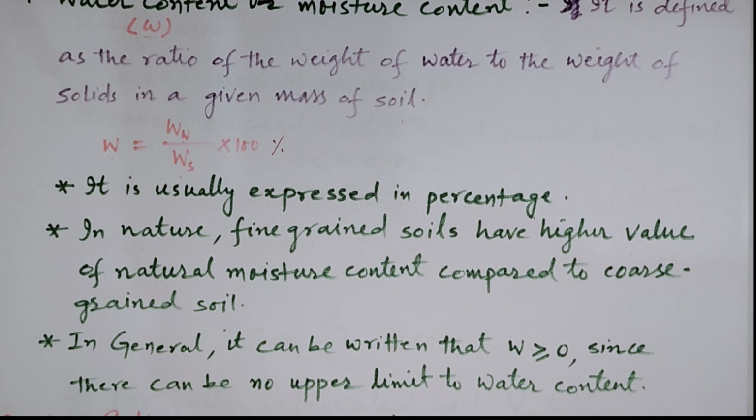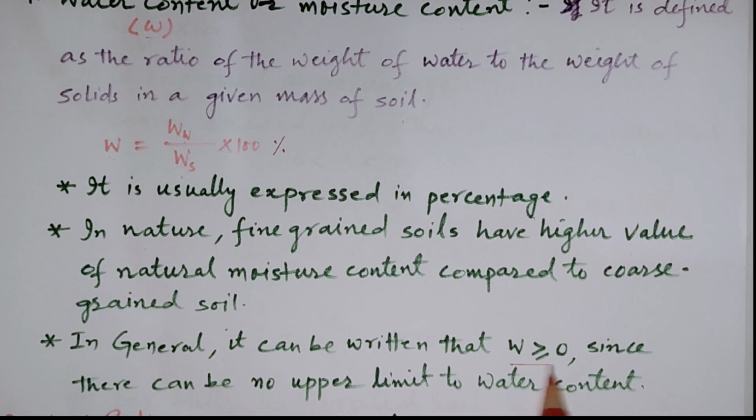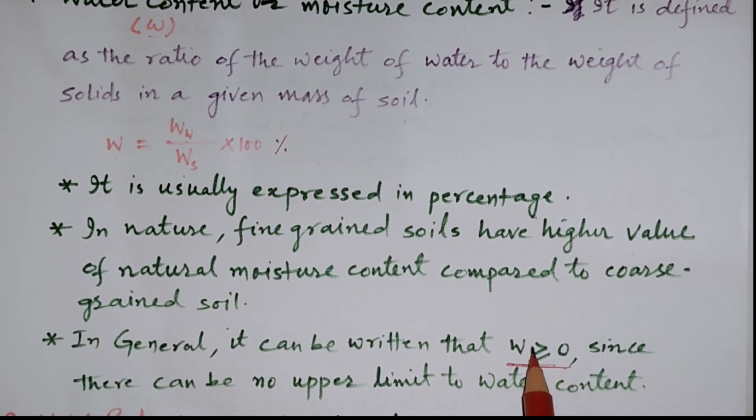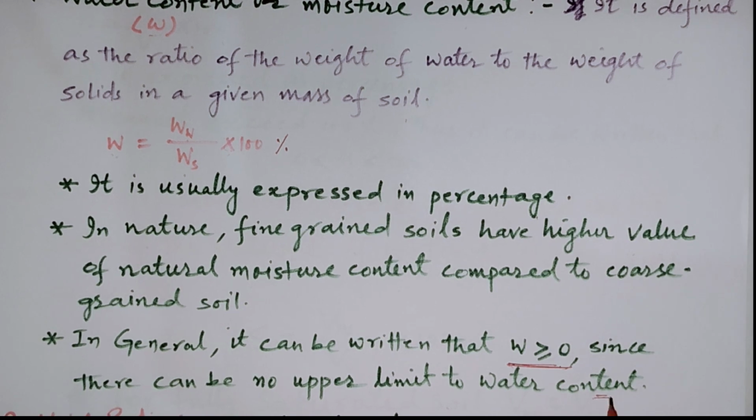In general, it can be written that water content is greater than or equal to 0, since there can be no upper limit to water content. We can add any amount of water to the soil, so there is no upper limit. So symbolically we can say that water content or moisture content is more than or equal to 0.